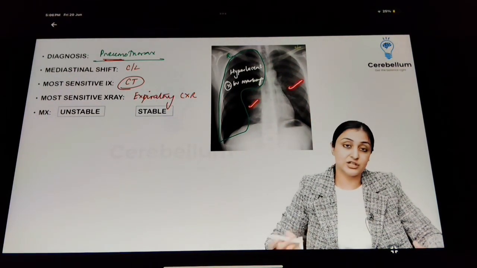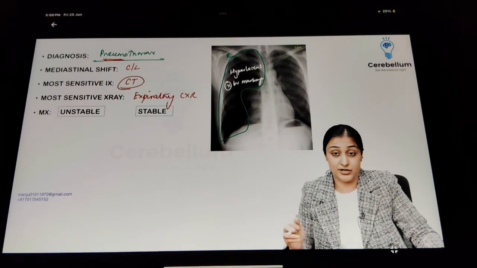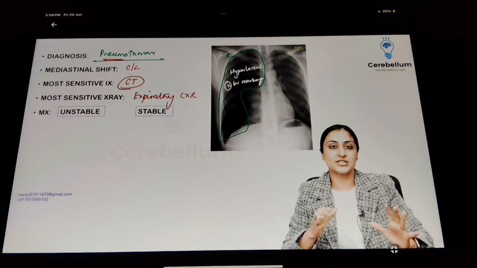In an expiratory radiograph, the lungs themselves are going to become whiter, hence highlighting the blackness of pneumothorax, because pneumothorax is not going to change in an expiratory radiograph. That's going to remain as it is. So that's why expiratory chest X-ray can pick up pneumothorax.